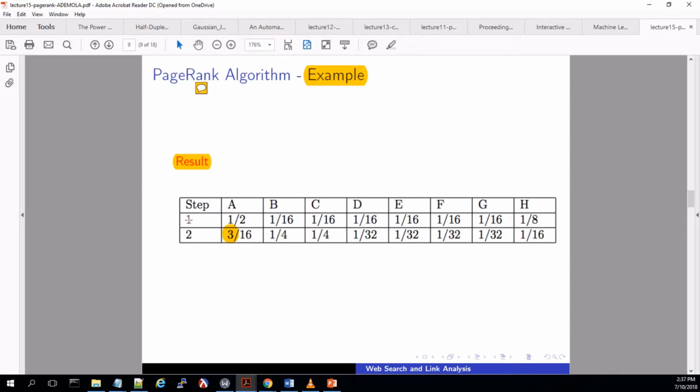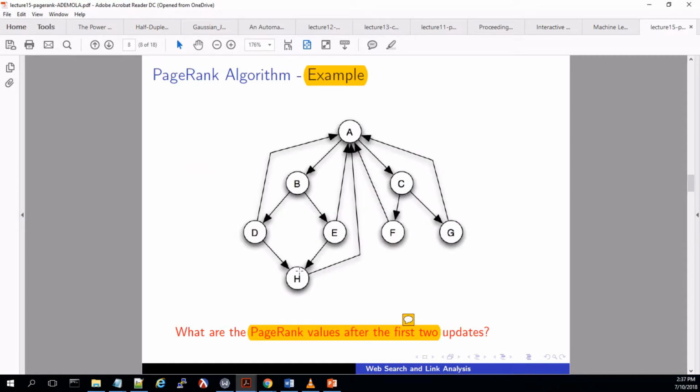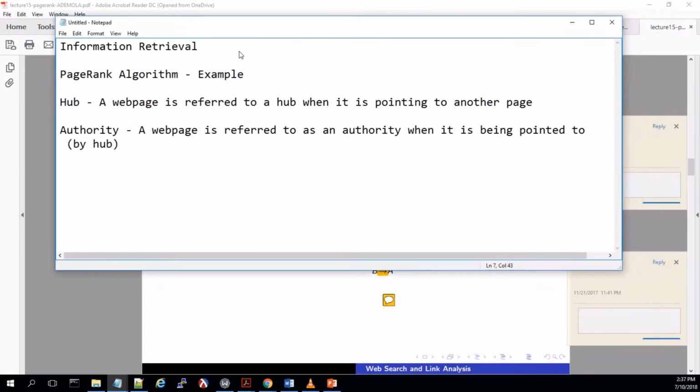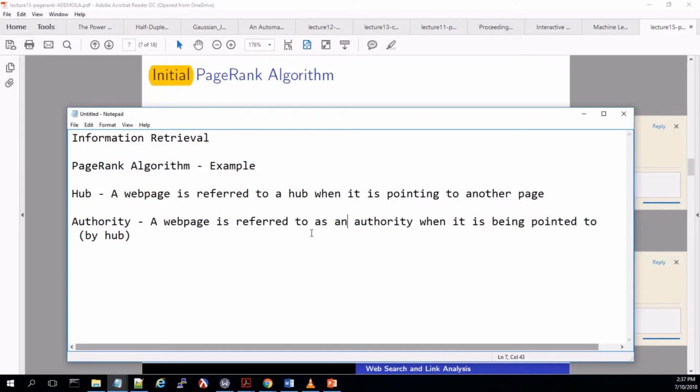So let's see how the first step looks. For us to now calculate the rank of A in the first step, we use this formula. Let's look at it together. So the rank of A, now I want to calculate the rank of A.